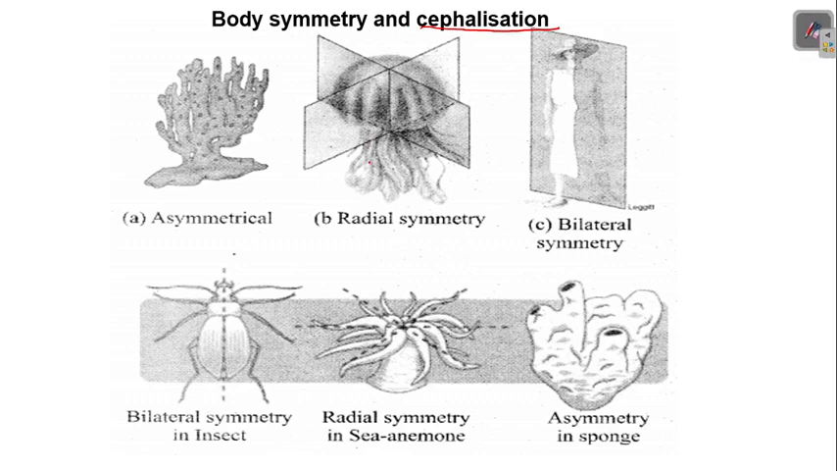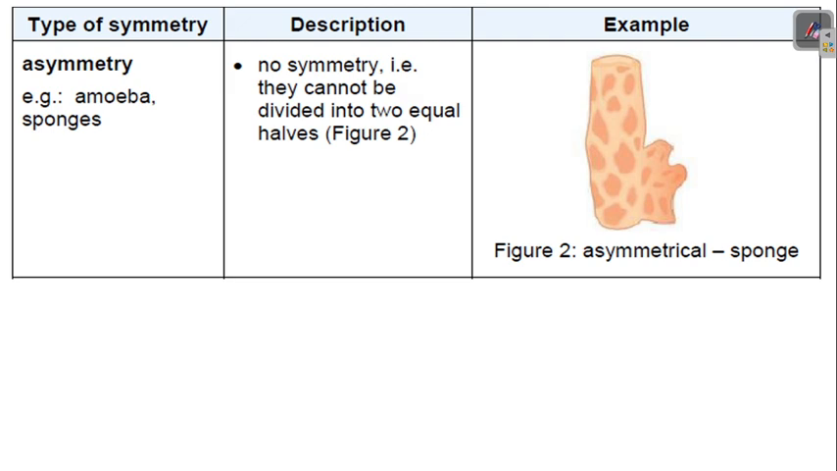Now, let's look at the different body plans. We have asymmetrical organisms, then we have radial symmetry and then bilateral symmetry. Good. These are the examples. Now, let's get into it and look at what these really mean.